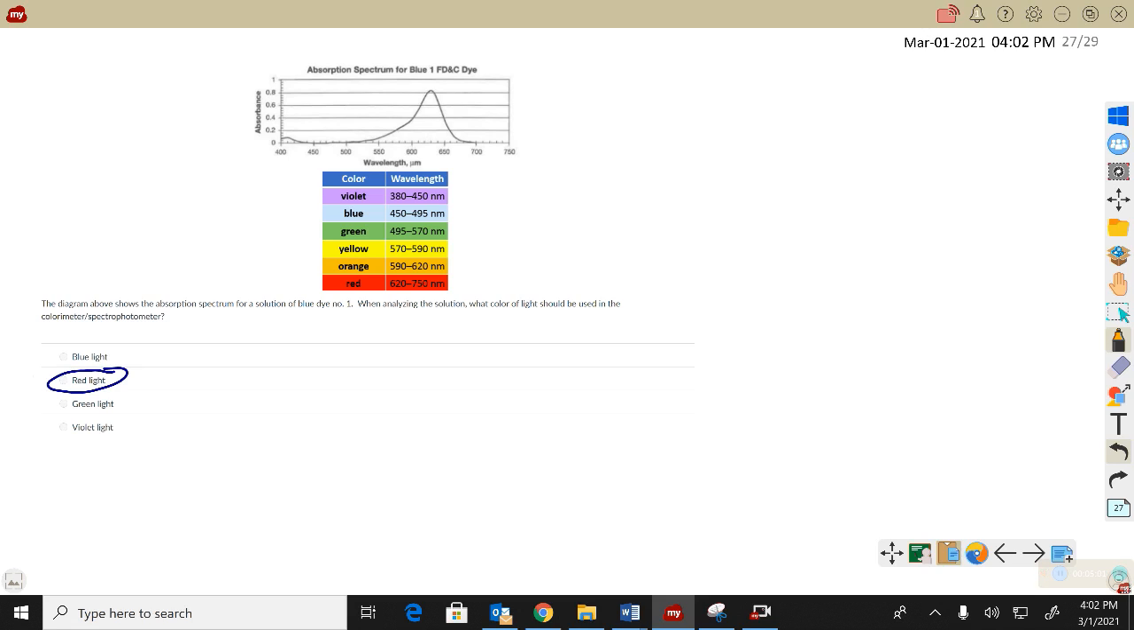So I want to choose something that is well absorbed by my colored solution, obviously I'm not going to pick like blue light. Blue light wouldn't be well absorbed by a blue solution. You kind of think about like the color wheel. The opposite colors are absorbed well by a particular solution.